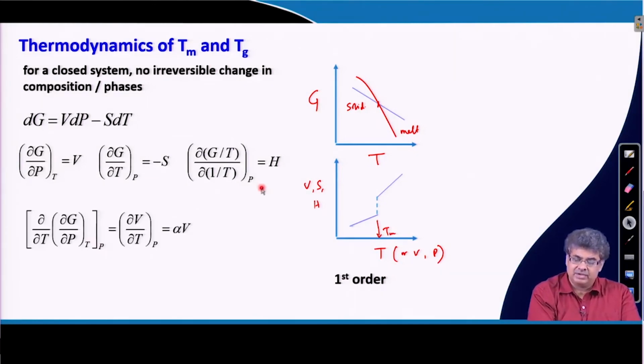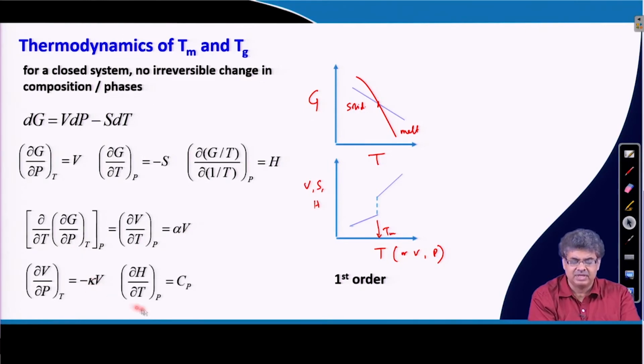But in the case of a second order transition, these values do not change discontinuously at the transition, but the second derivatives like alpha or kappa or the heat capacity actually change discontinuously with temperature or pressure or volume.